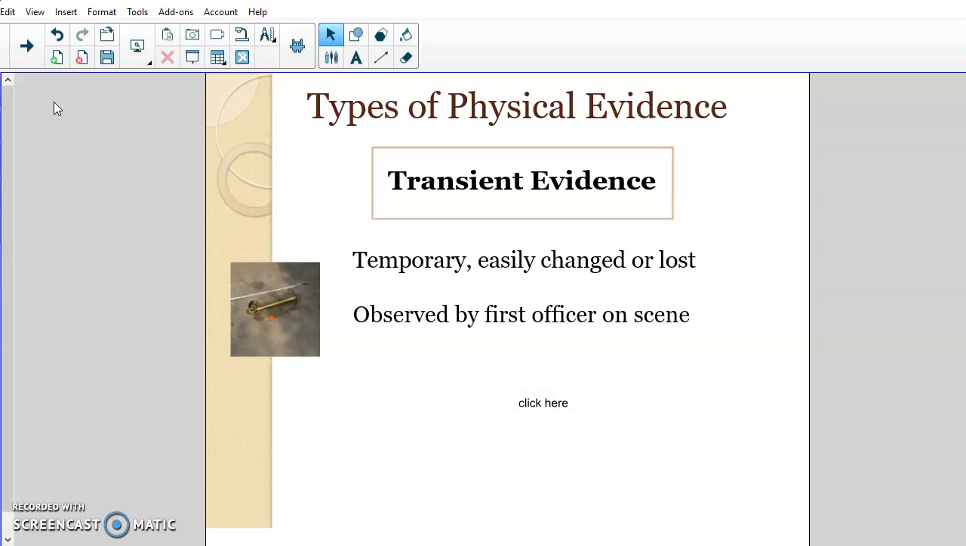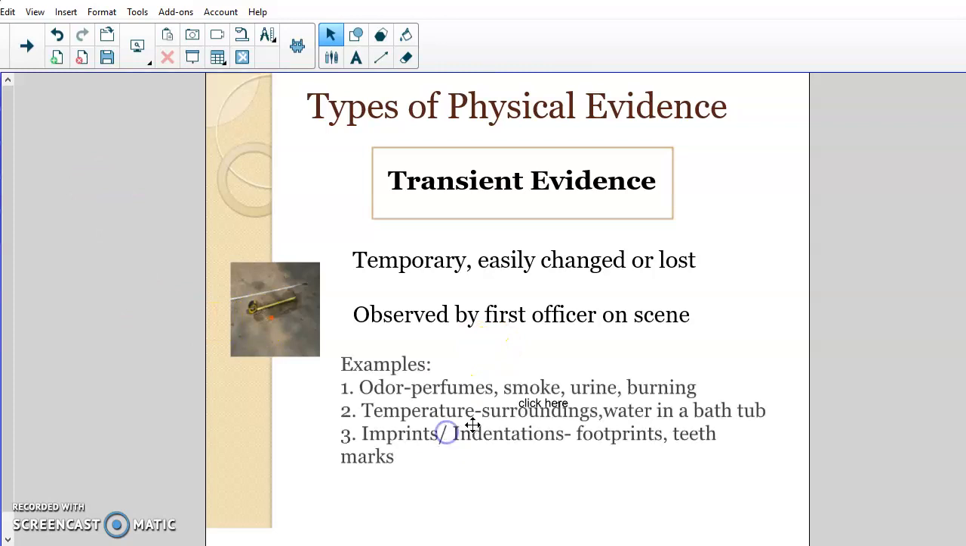So the first type of physical evidence is transient evidence. And this is evidence that's temporary, easily changed or lost, and it's oftentimes observed by the first officer on the scene. So the first officer that gets to the crime scene will oftentimes note any of the transient evidence. And here are some examples.